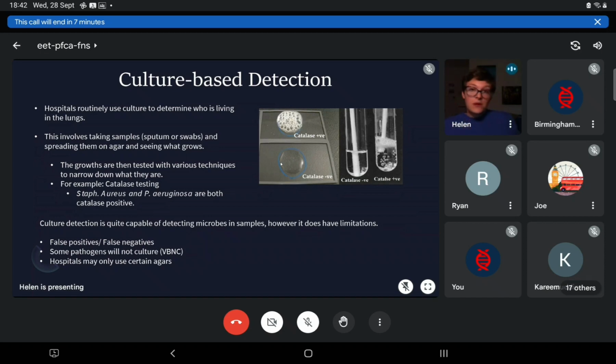Some pathogens just simply will not culture. We can smear them on as many different agars as we want, and they just don't grow. And this is sometimes caused by a phenomenon called viable but not culturable, or VBNC.